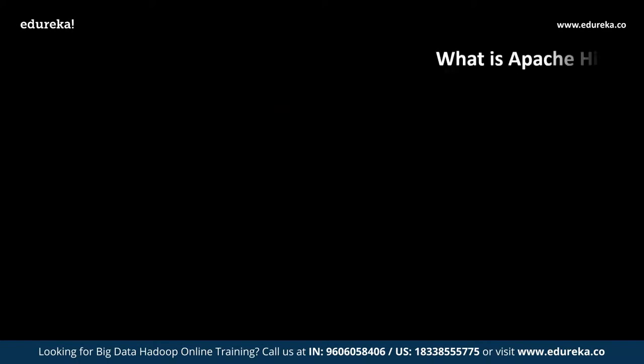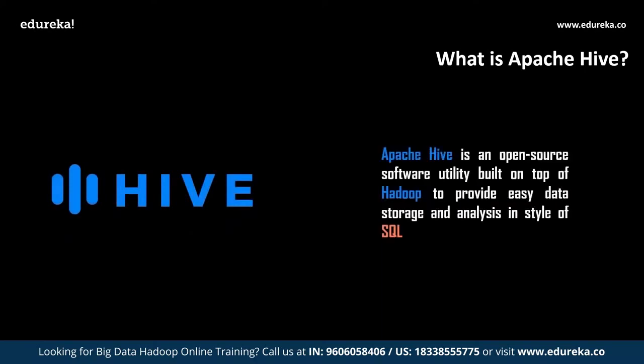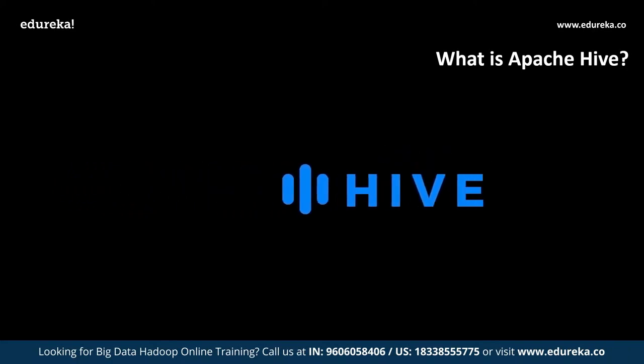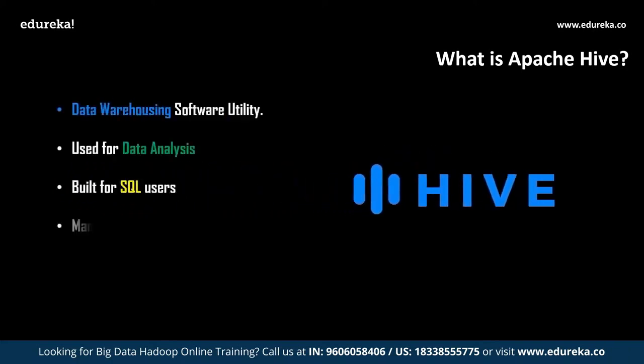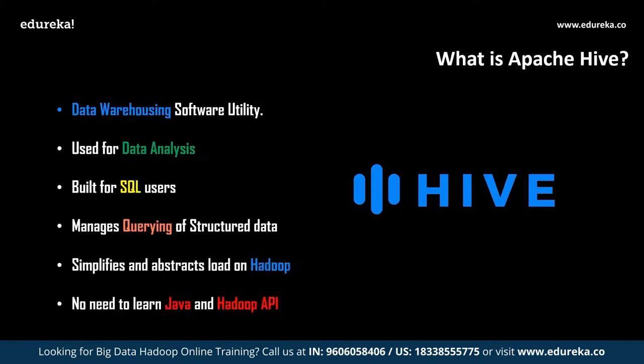So now we understand the exact definition of Apache Hive. Apache Hive is a data warehouse software project built on top of Apache Hadoop for providing data query and data analysis. Hive gives a SQL-like interface to query data stored in various databases and file systems that integrate with Hadoop. Also, Apache Hive is a data warehousing software utility. It can be used for data analytics. It is built for SQL users, manages querying of structured data, and it simplifies and abstracts the load on Hadoop. And lastly, there is no need to learn Java and the Hadoop API to handle data using Hive.